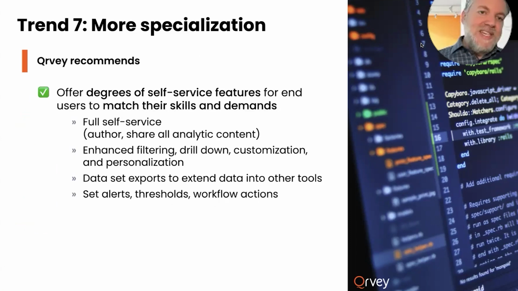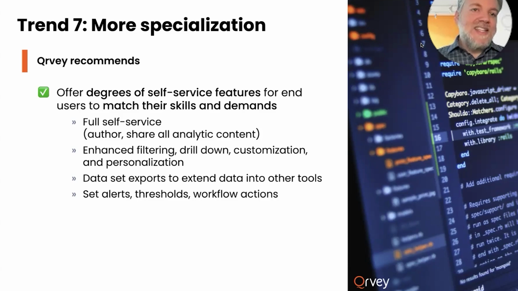And I think this is absolutely an extension of the self-service points that we were making earlier, and the ability to offer different levels of capabilities to match the right skill sets of your customers, whether that's a full self-service role or capability, so an author who can create basically any analytic content and share that, or maybe that's another layer of enhanced filtering or drill down in customization and personalization that gets created, or maybe that's just a way to offer more data access, data as a service via exports, extending data so it integrates better with third-party tools, or even thinking about how that wraps into the automation and alerting capabilities of your SaaS product.